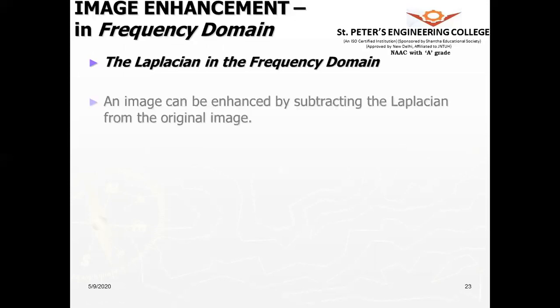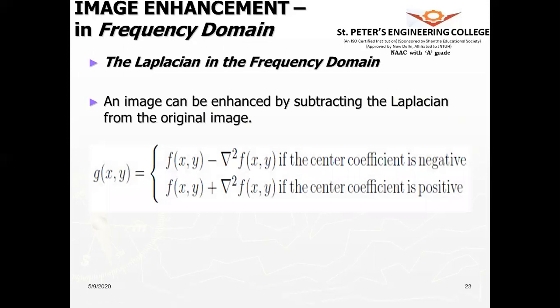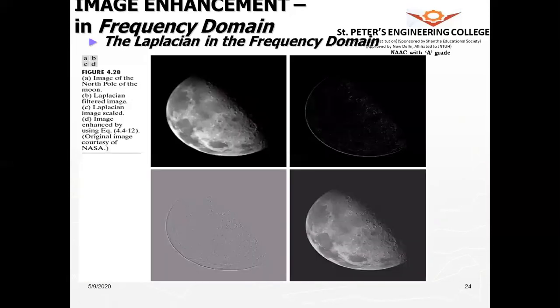We can also use the Laplacian in the frequency domain. So how we can obtain it: an image can be enhanced by subtracting the Laplacian. So we take the image and subtract its Laplacian if the center coefficient is negative, otherwise we add the Laplacian if the center coefficient is positive. So like this, we can use the Laplacian also in the frequency domain for high frequency filtering.